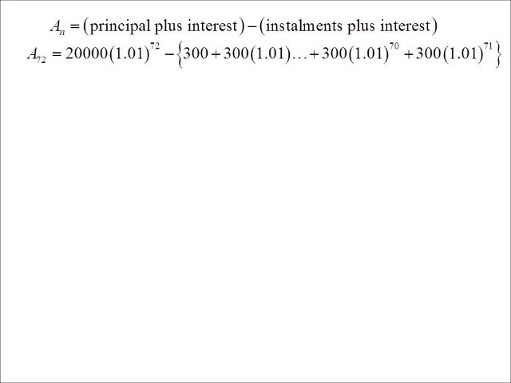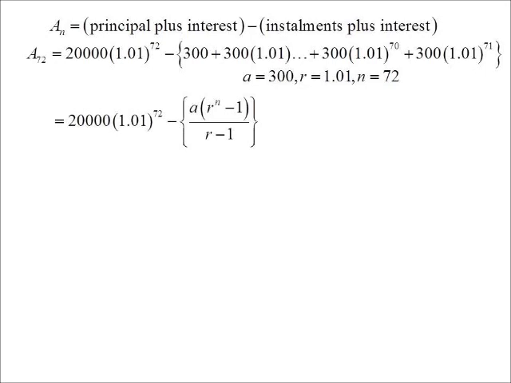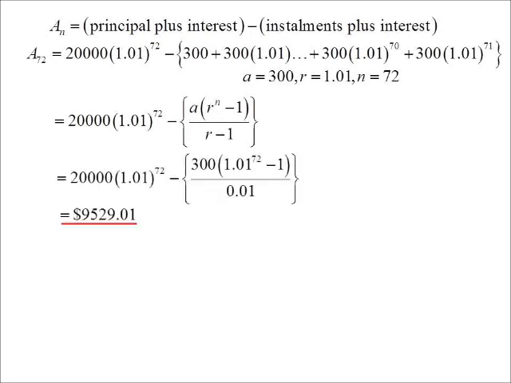So 20,000 minus our series, our compound interest idea, our superannuation idea, call it whatever you will. Well, that second one, again, is a pattern. First term's 300, the rate 1.01, number of terms 72. So we can sub it into our formula. Sub it in, bit of calculator work, and there we go. $9,529. So remember, what did we just find? We're saying how much is still owing after 72 months, so 6 years. That's how much we've still got to go.